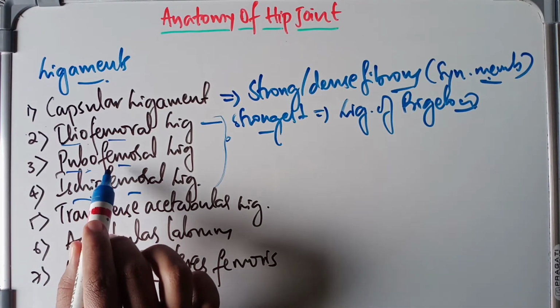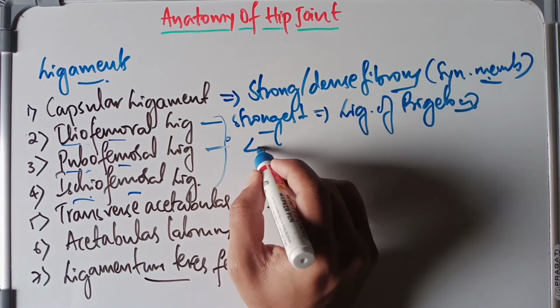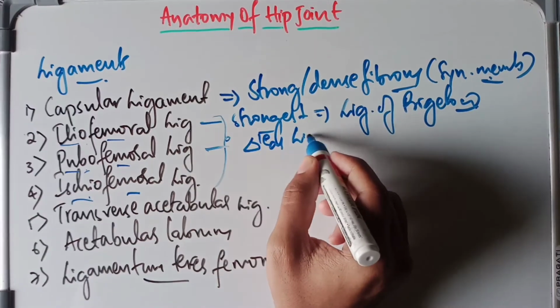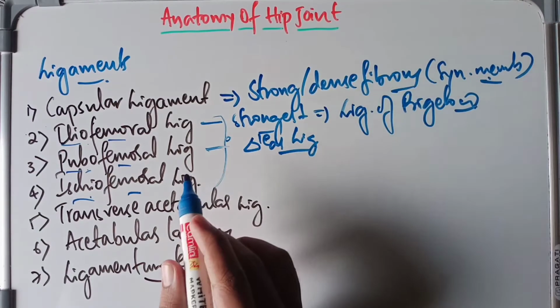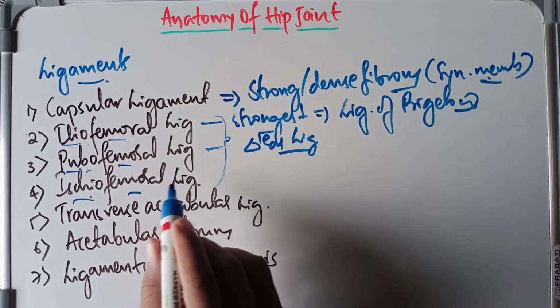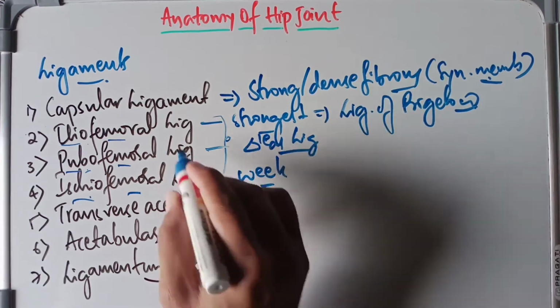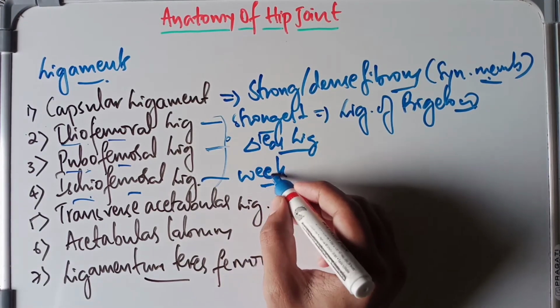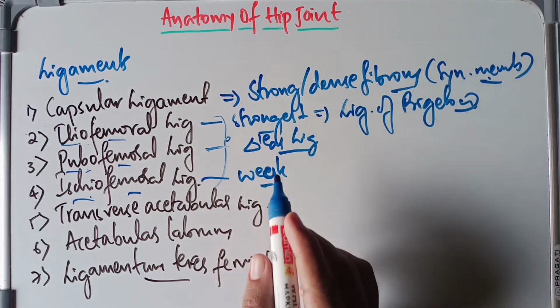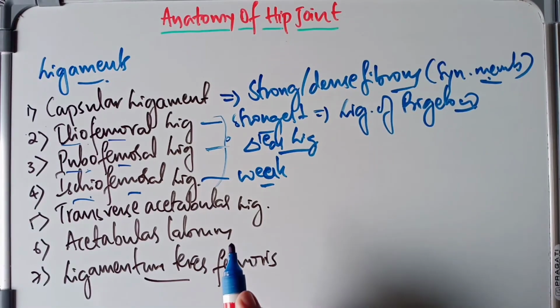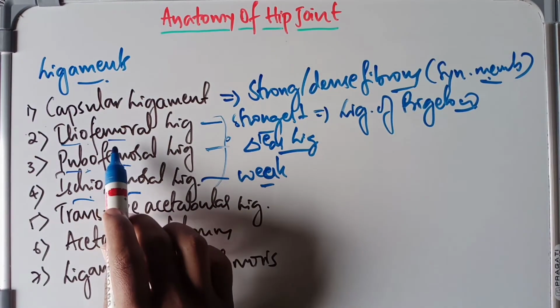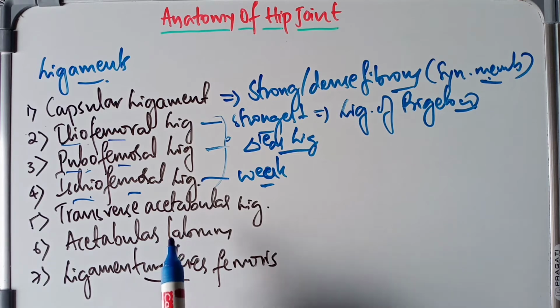When it comes to the pubofemoral ligament, this is a triangular ligament, and it also helps in the stability of the hip joint. The ischiofemoral ligament is relatively weak compared to all of these ligaments, and it also helps in the formation of the hip joint. So this is about the three ligaments: the iliofemoral, pubofemoral, and ischiofemoral.